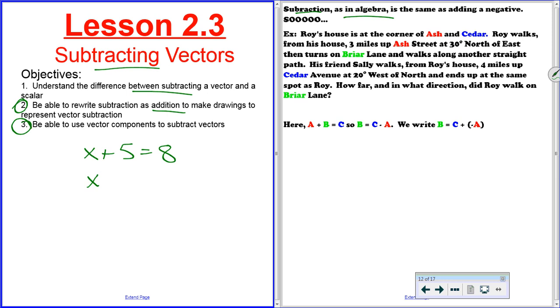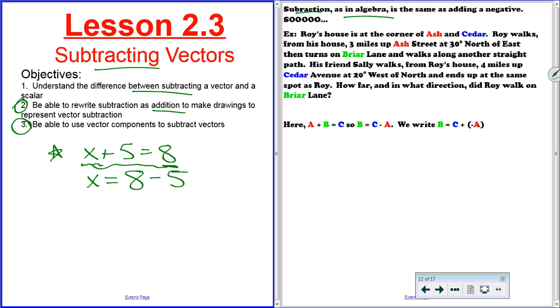So to do that, you'd rewrite this as a subtraction problem. You'd subtract 5 from both sides, and you'd get that, oh, well, that's the same thing as saying x is 8 minus 5, right? So now I have a subtraction problem. So our vector subtraction problems are going to be presented like this, where you'll know what the total is, and you'll be missing some unknown thing that contributes to that total.